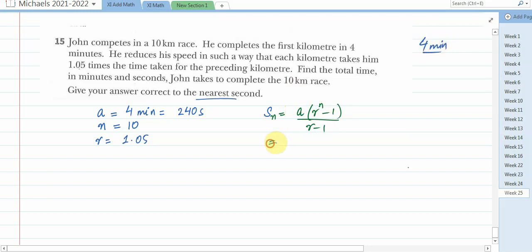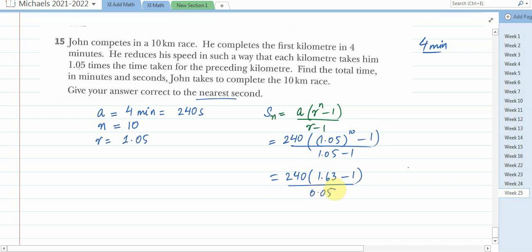Alright, so the first term you have is 240 seconds, right? r is 1.05, n is 10, so it will be 240 times (1.05^10 - 1) divided by (1.05 - 1). 1.05 to the power 10 equals 1.63, so 1.63 minus 1, times 240, divided by 0.05, gives you the value of 3024. That is your sum of the total time.